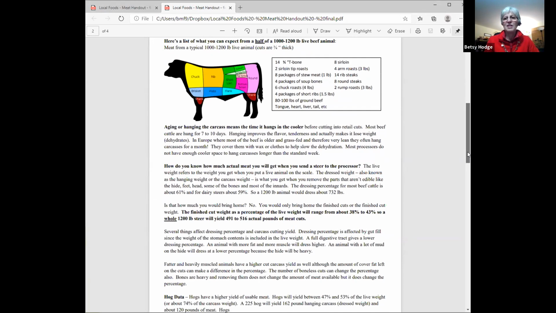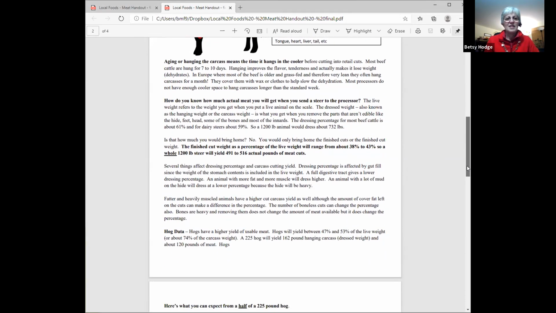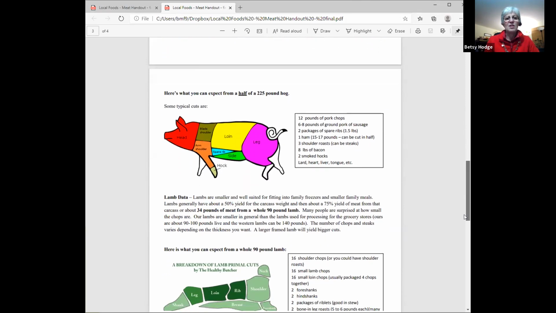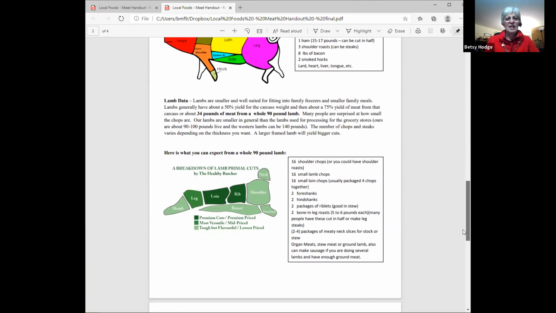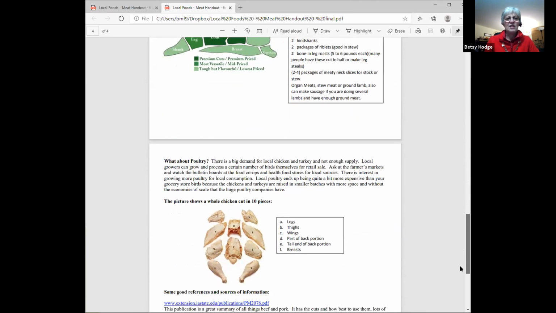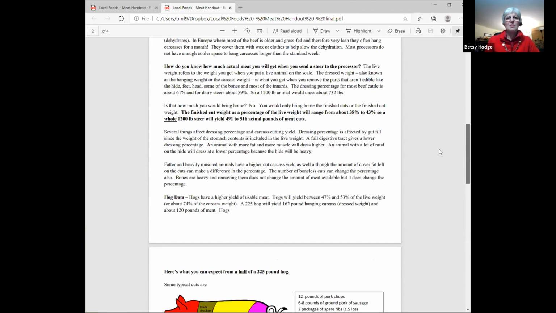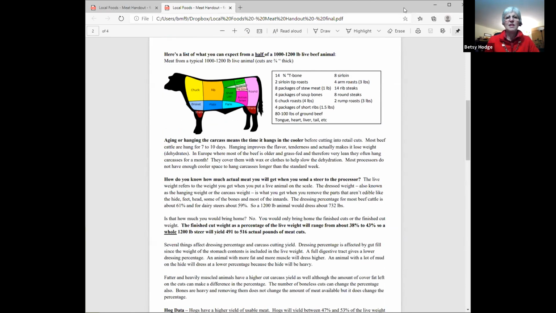It isn't all ribeyes, unfortunately, or all hamburger. Could be all hamburger, I guess. We have the same thing for hogs. There's a little section on lambs, and there's even a little section on chickens here. So you'll get that sent around to you after the webinar, and feel free to copy it and use it. I'm going to go back and share my screen again.